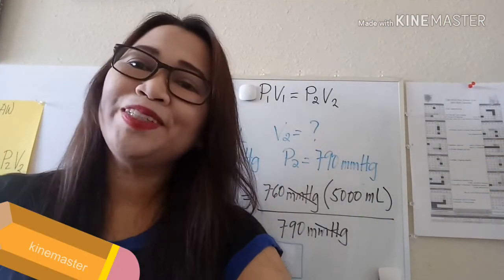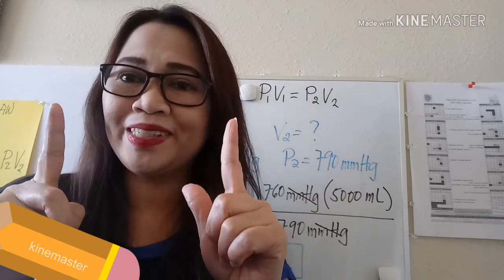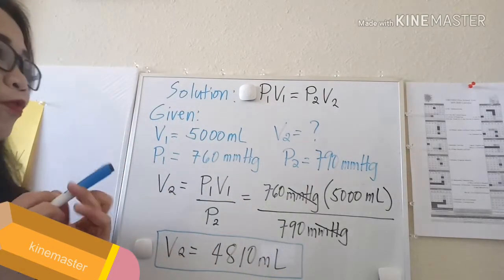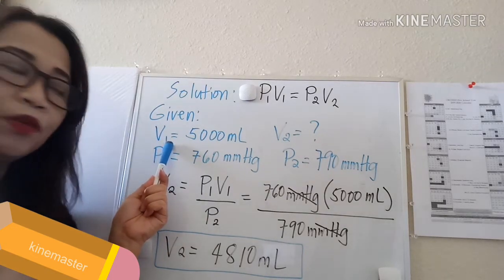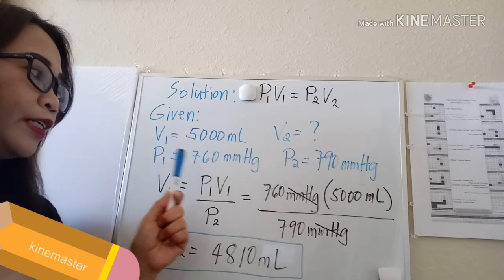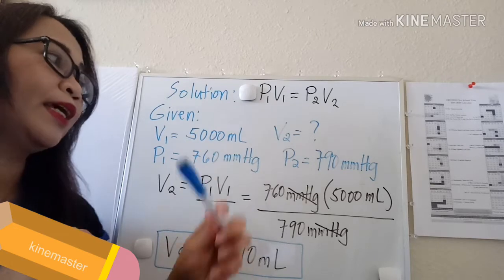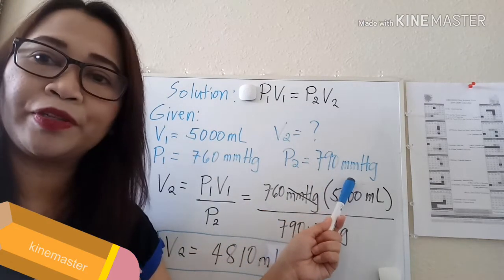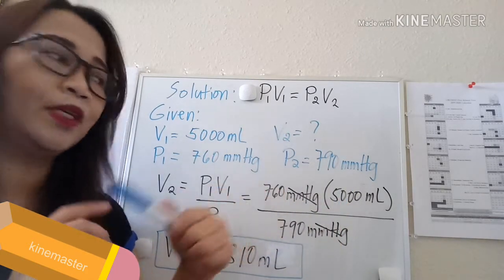All right, so for the solution for the given problem, this is what we're going to do. First, you have to identify the given. For the problem given earlier, the initial volume is equal to 5,000 ml, and then the initial pressure is equal to 760 millimeters of mercury, and then the final pressure is 790 millimeters of mercury. And the unknown is the final volume.